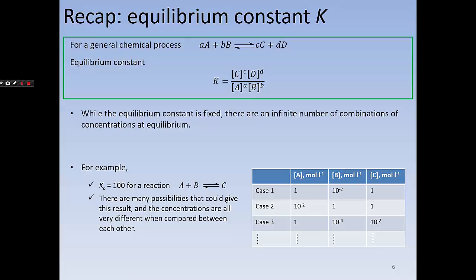For all of these equilibrium combinations, if we plug the values into the equilibrium constant equation, we get 100. However, they are all different. In the third scenario, it might be hard to think this reaction favors the product, as the concentration of the product is much lower than that of one reactant, but due to the extremely low concentration of another reactant, the system achieves equilibrium. We're going to see more of this in this series of lectures.